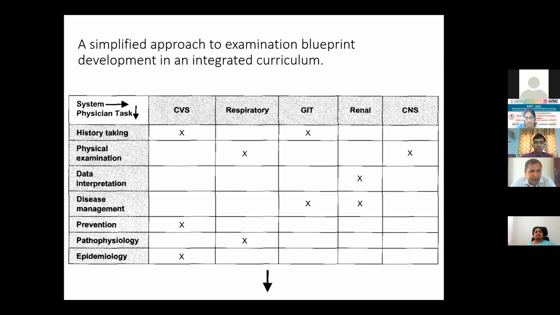This is one of the examples of the blueprint. You can see that they have the systems and the physician tasks. These are the different systems. They choose that history taking will be taken from the CVS and the GIT, the respiratory only physical examination, and renal only data interpretation. So they have the particular important topics they have to choose from the particular systems, and that should be given to the students for the exam. Okay. So prevention information can be taken only from the CVS, how to prevent heart attack and all these things, and the epidemiology from the CVS.